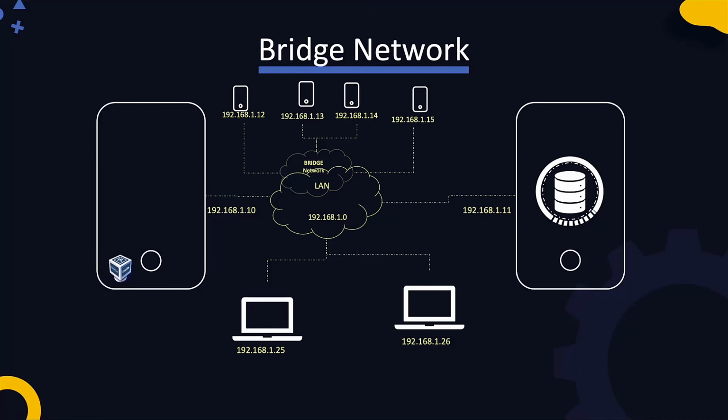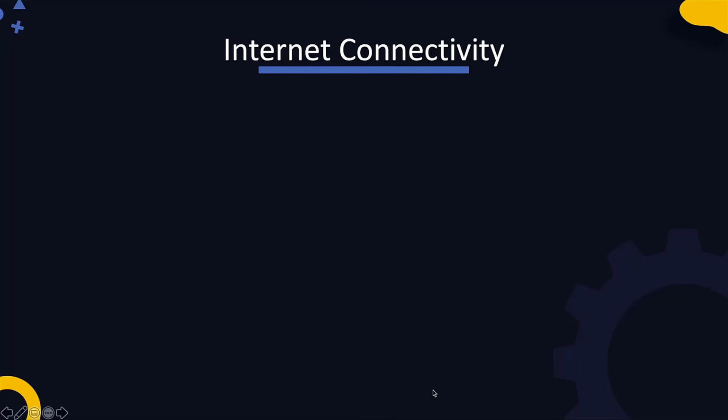So even though they're within the host, it is as if they are all part of the same network, because the host also gets an IP address in the range 192.168.1.10, and the VMs within the host also get an IP address in the same range, 1.12, 1.13. So it's as if they're all part of the same network, but in fact, these VMs are inside this host. So since they're all part of the same network through the bridge network, these laptops can access any services that are run on these VMs. So that's about bridge network.